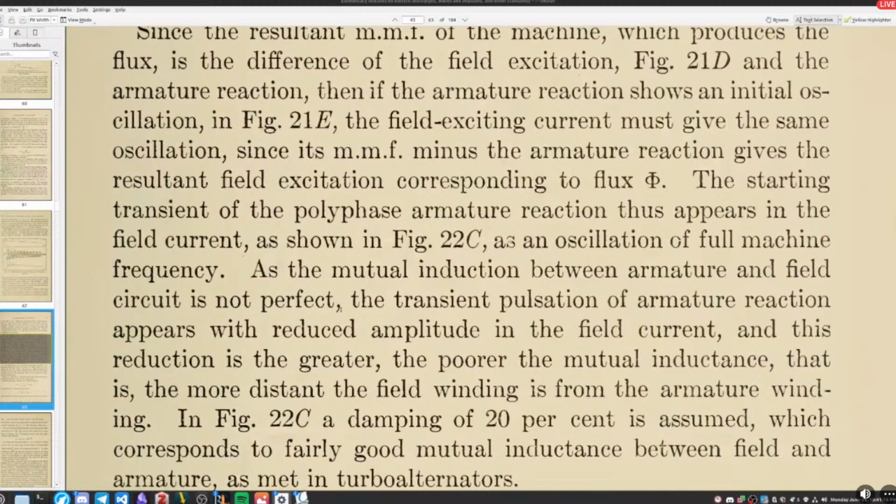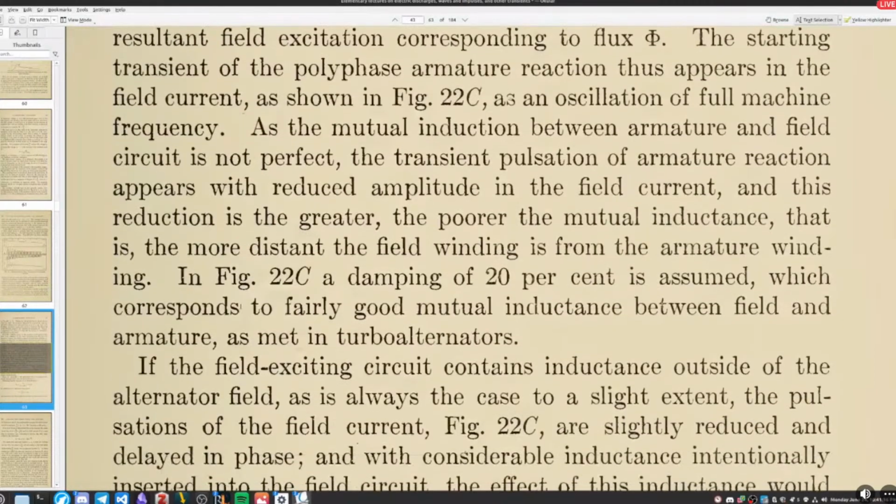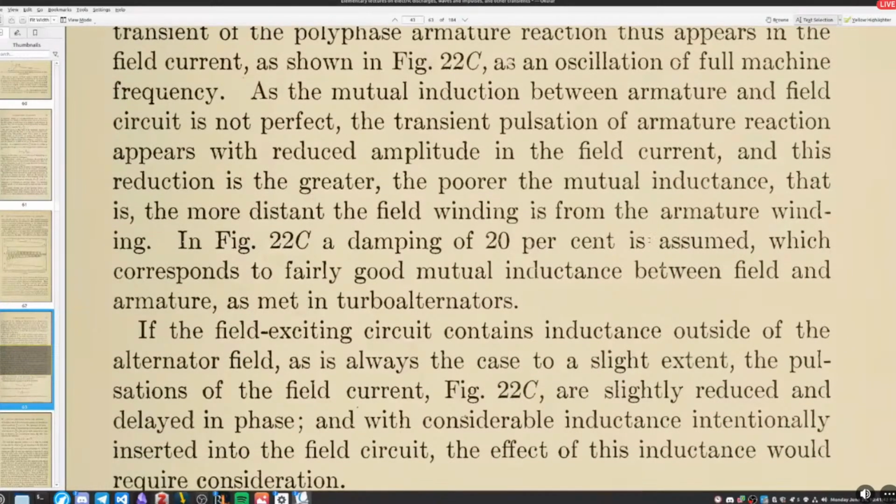As the mutual induction between armature and field circuit is not perfect, the transient pulsation of armature reaction occurs with reduced amplitude in the field current, and this reaction is greater the poorer the mutual induction. That is, the more distant the field winding is from the armature winding. In figure 22c, a damping of 20% is assumed, which corresponds to fairly good mutual inductance between field and armature as met in turbo alternators.